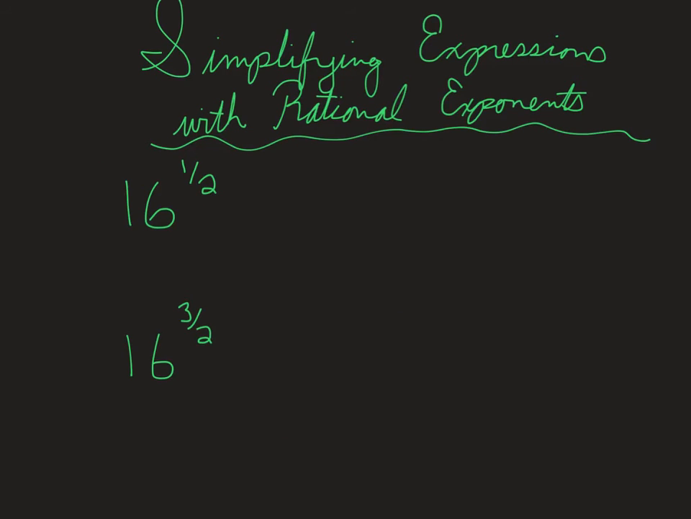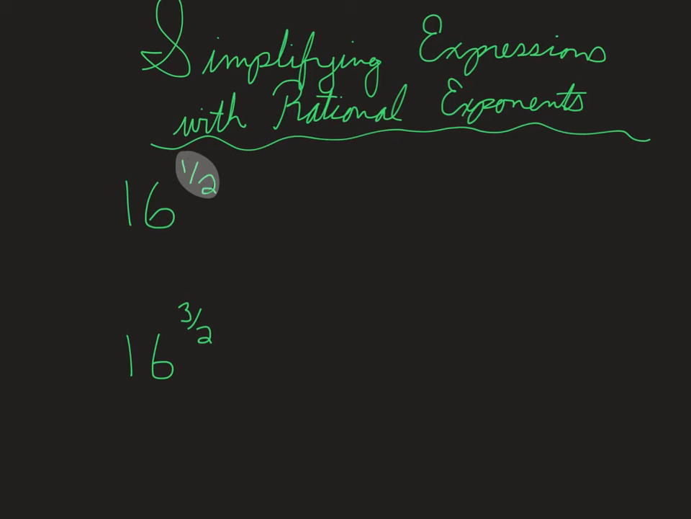I also want to talk a little bit about how to simplify expressions that do have rational exponents. So I'm going to start by giving you an expression that is in rational exponent form. So the first one we have here is 16 to the 1/2. I know this is in rational exponent form because I have an exponent here that is a fraction. So that is indeed a rational exponent. So think about what we started with today. We started in radical form today.